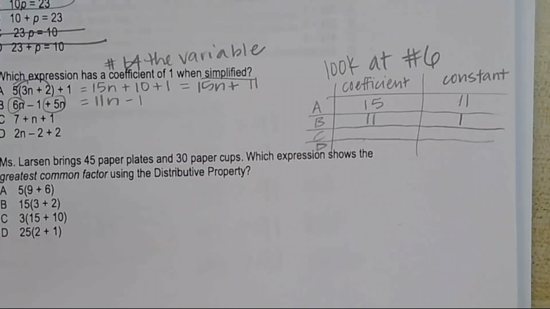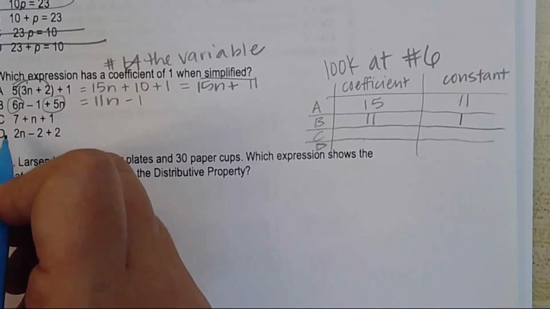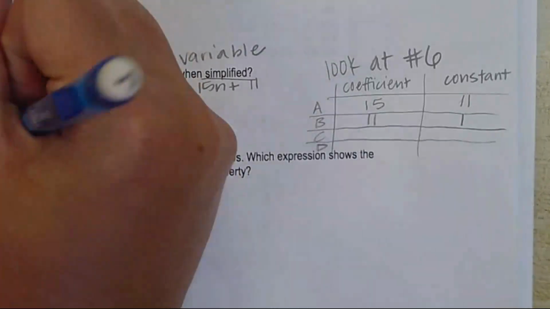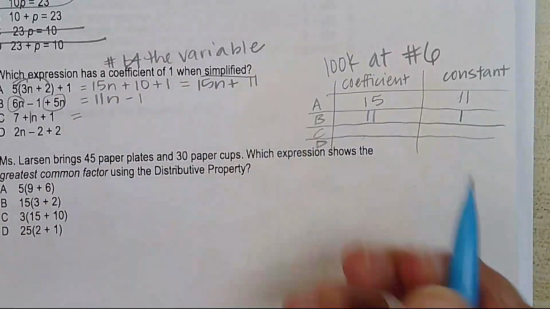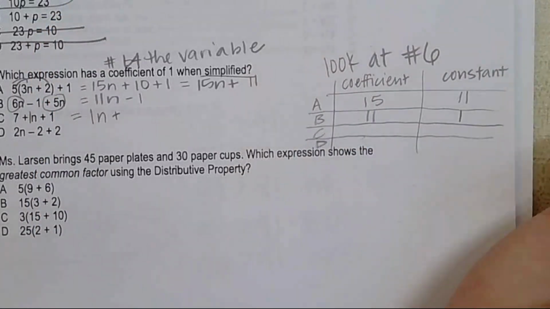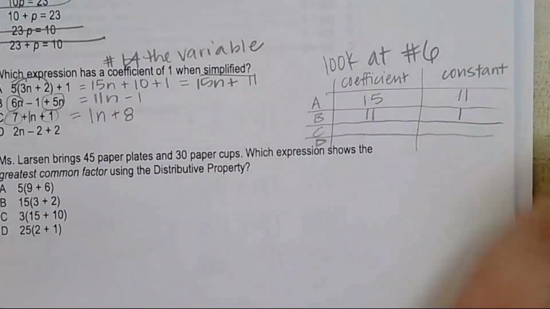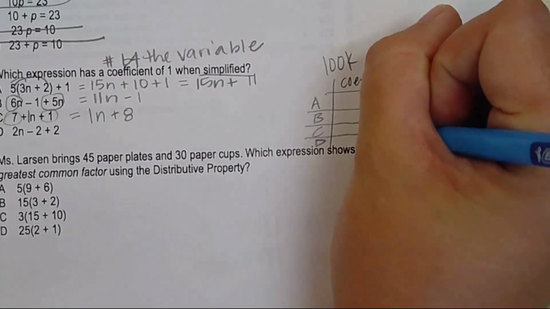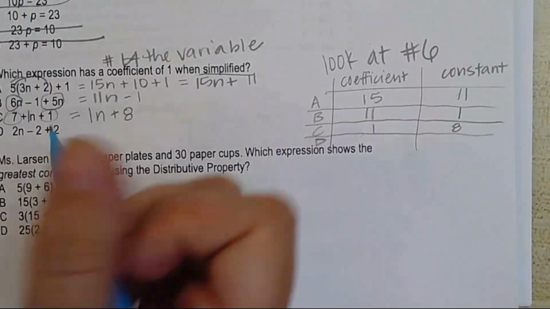All right. Looking at C. Do I need to fix anything, like do the distributive property or put a 1 in front of a variable? Okay. Now I can play matchy. And that's going to be 1n plus what? What does it simplify to? 8. So what's my coefficient? What's my constant? And then what do I get as my answer?